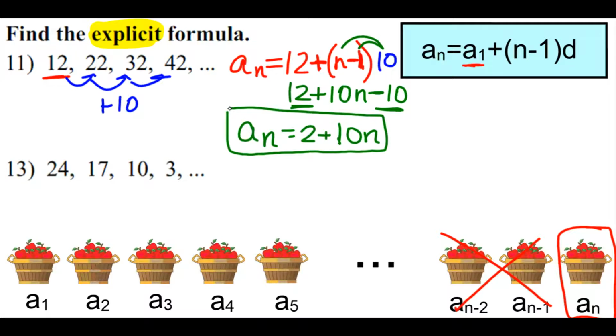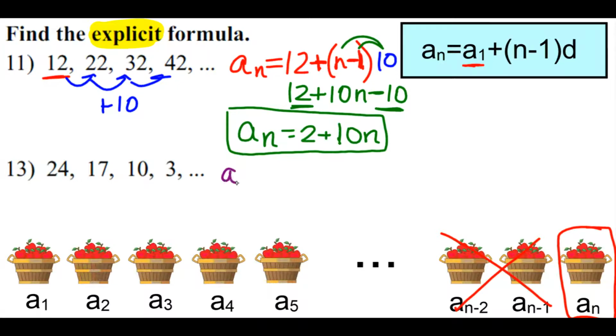That means if we wanted to find the 100th term, we would just plug in 100. And we could find it. We don't need to know the 99th term. We just need to know what n is. If I want to find the 64th term, I plug in 64. Got it. So we can do this over and over again.